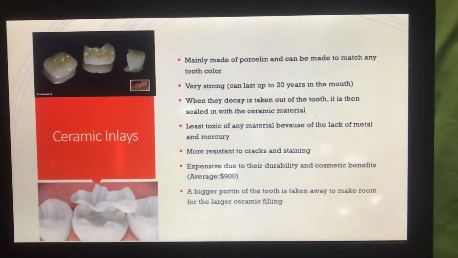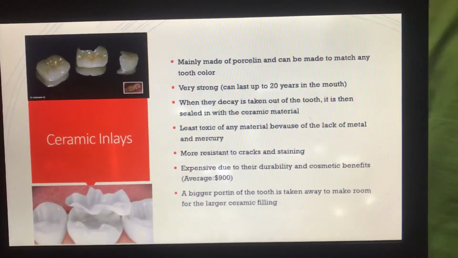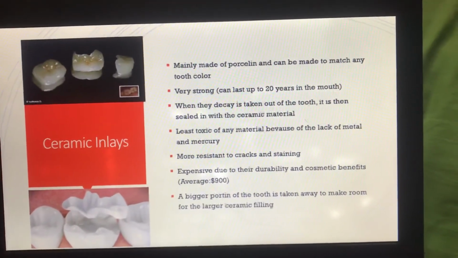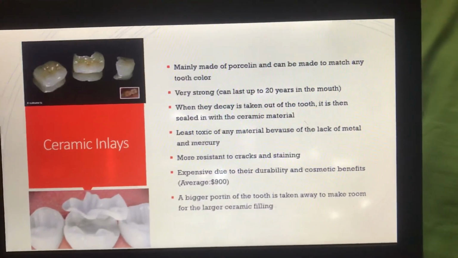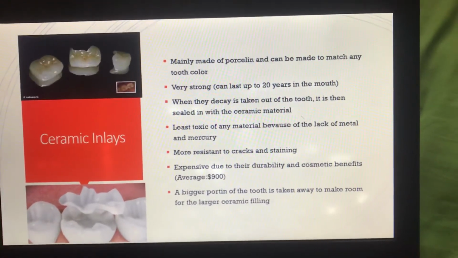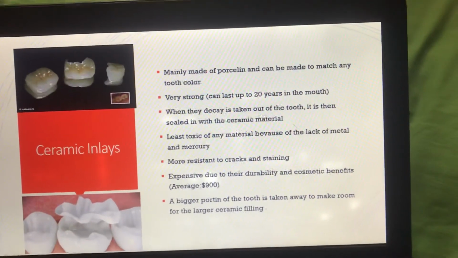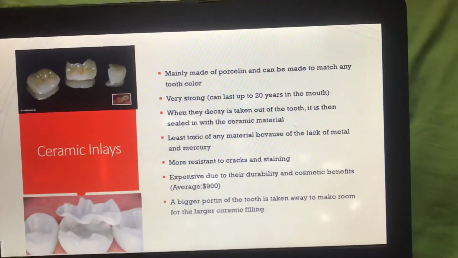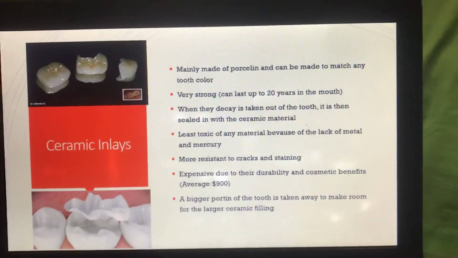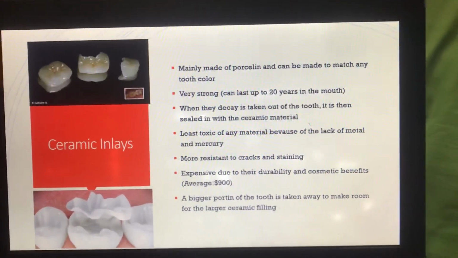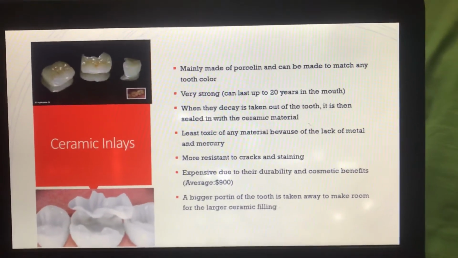It's more resistant to cracks and staining. It's expensive due to their durability and cosmetic benefits. Average is $900. And a bigger portion of the tooth is taken away to make room for the larger ceramic filling. Usually you want to leave most of the healthy tooth structure that you can, but in this case it's an exception. All these materials have their advantages and disadvantages, so that's just one of the drawbacks.